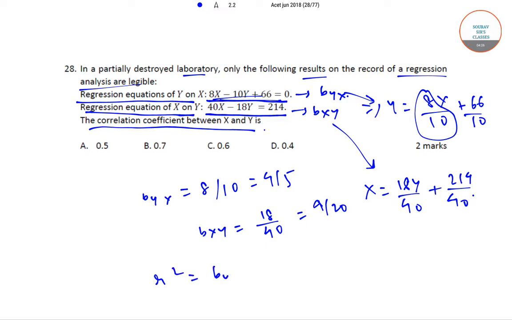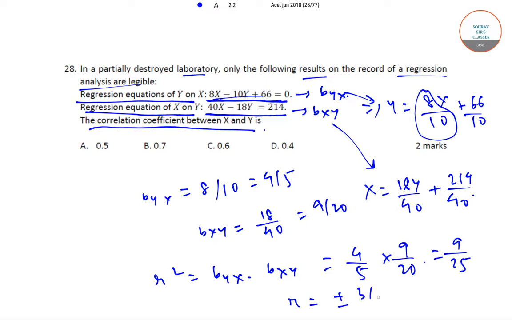r squared to be byx into bxy, that is 4 by 5 into 9 by 20, that is 9 by 25. So r is equal to plus minus 3 by 5. But since both byx and bxy are positive, or of the same sign, we take r is equal to plus 3 by 5. So option C, that is 0.6, is the correct answer.